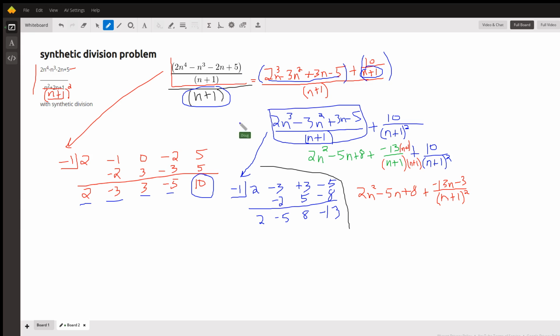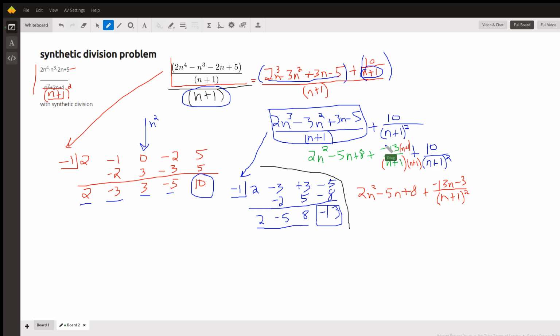Oh, and by the way, I should have mentioned that this 0 here is because I need a placeholder for n squared. Okay, so there's no n squared, so I need a placeholder of 0. That is not the case for the second in blue. So there's the residual coefficients, and there's the remainder for that second division. So this first term becomes 2n squared minus 5n plus 8 plus a remainder of negative 13 over the n plus 1 that I divided by, the divisor.